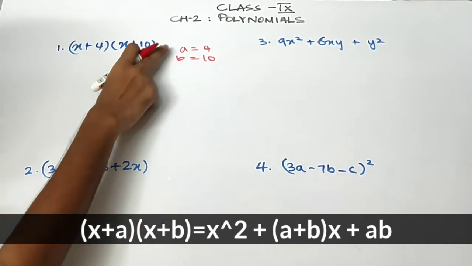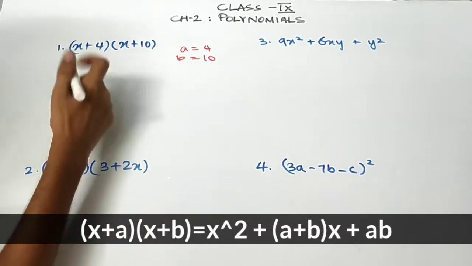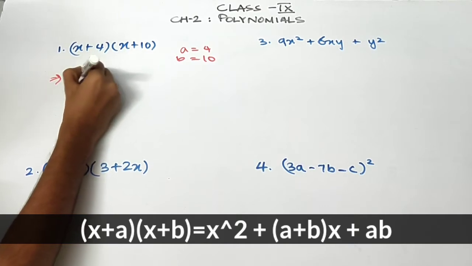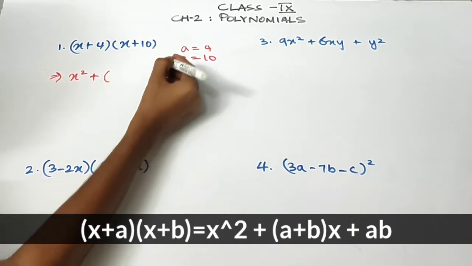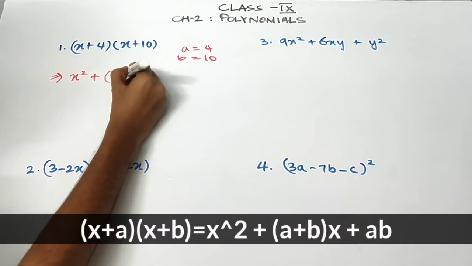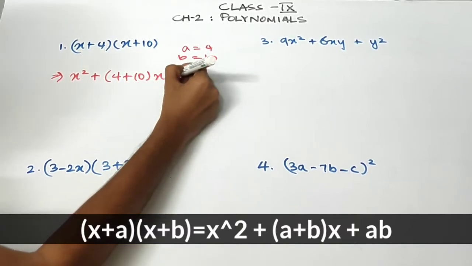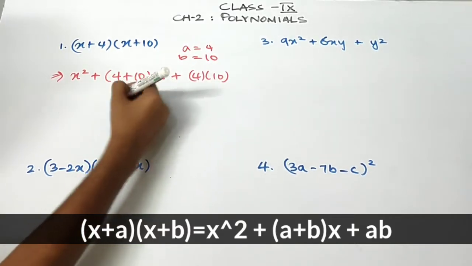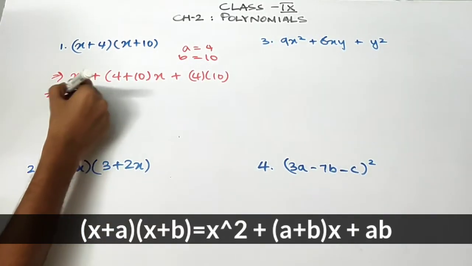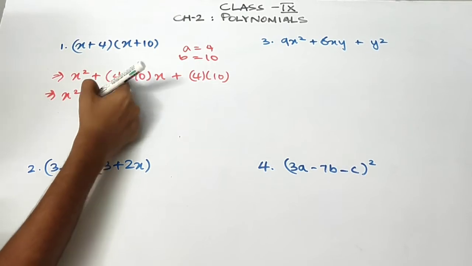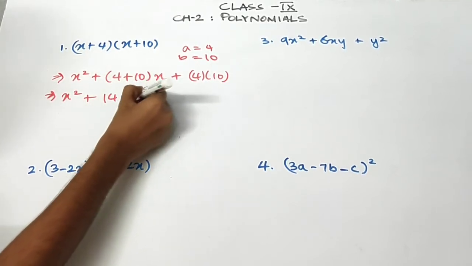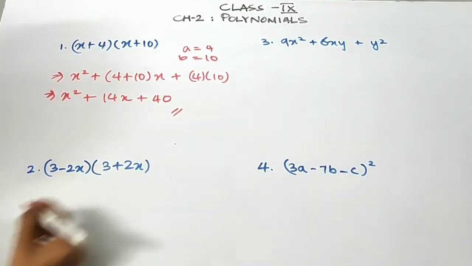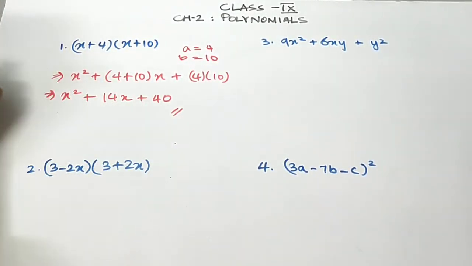Now, when you substitute x, a and b into that formula, what you obtain over here is x square plus a plus b times x plus ab. a plus b is 4 plus 10, so 4 plus 10 times x plus ab, which is 4 into 10. Now, when you start simplifying this, x square plus 4 plus 10 is 14, so 14x, plus 4 times 10 is 40. So, this is our final step: x square plus 14x plus 40.